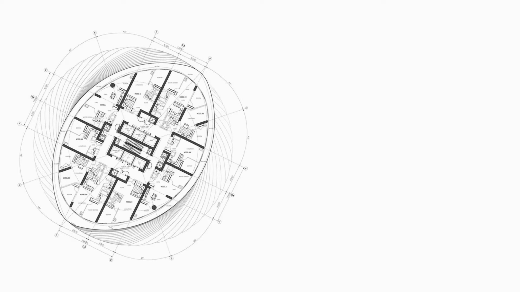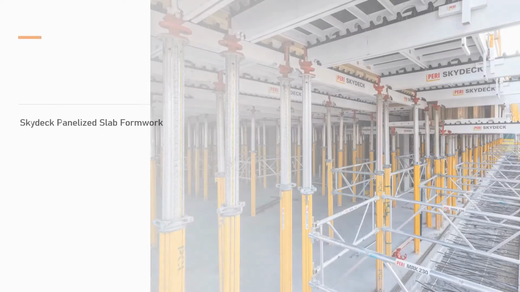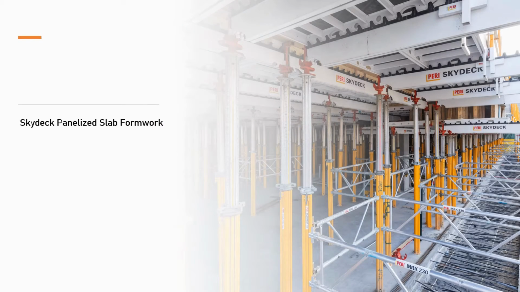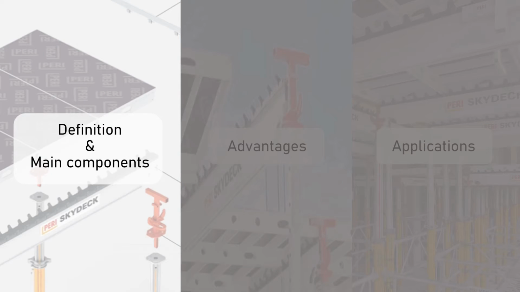The most conspicuous thing that structural engineers should keep an eye on was the elliptical slab, so they went through deep concern and eventually adopted the skydeck forming system. So today we are going to take a closer look at the skydeck formwork. I'm going to tell you the definition and main components of the skydeck formwork first.